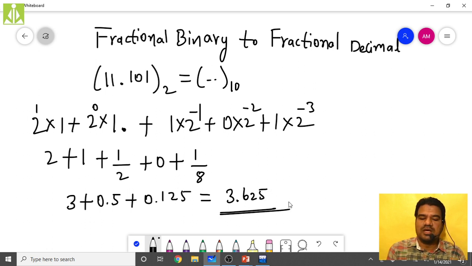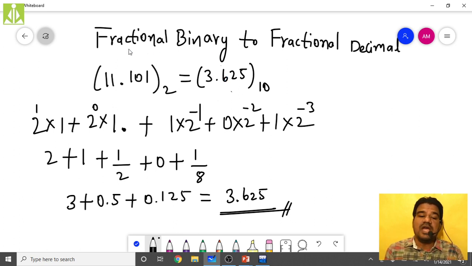3.625. This is the final value. Okay, the binary number 11.101 in decimal, you will get 3.625 to the base 10. So in this way we can convert the fractional binary number to a fractional decimal number.